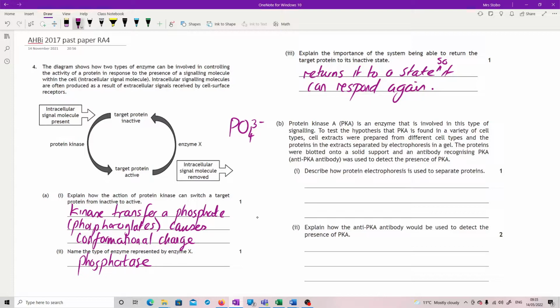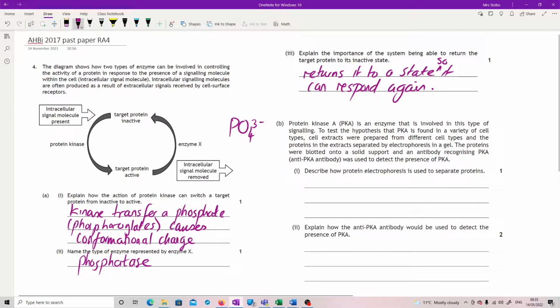Okay. Protein kinase A, PKA, is an enzyme that is involved in this type of signalling. To test the hypothesis that PKA is found in a variety of cell types, cell extracts were prepared from different cell types, proteins in the extracts were separated by electrophoresis in a gel, proteins were blotted onto a solid support, and an antibody recognising PKA, which is anti-PKA antibody, was used to detect the presence of PKA. Describe how protein electrophoresis is used to separate proteins.